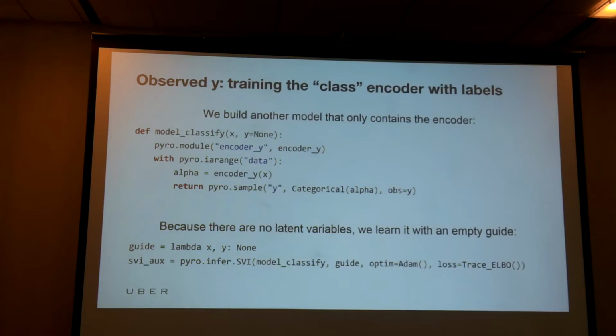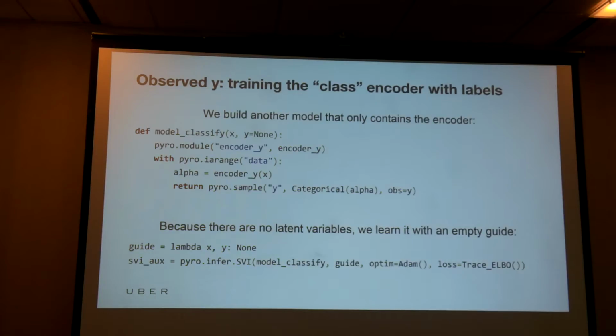Because there are no latent variables in this model, we're only ever going to do inference when y is not None. There's no randomness. It's just a standard deterministic classifier. Then syntactically, we can still train it with SVI. We can just use a guide that has nothing in it. It's trivial because there are no latent variables. That's not a latent variable model, it's a probabilistic classifier.